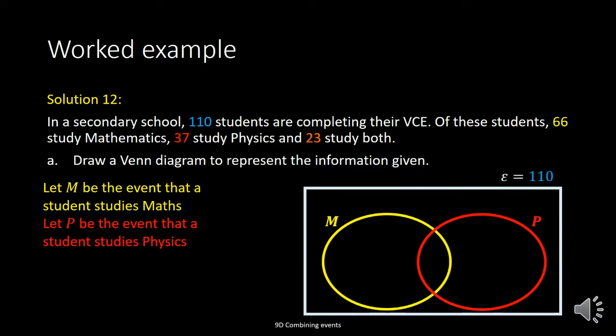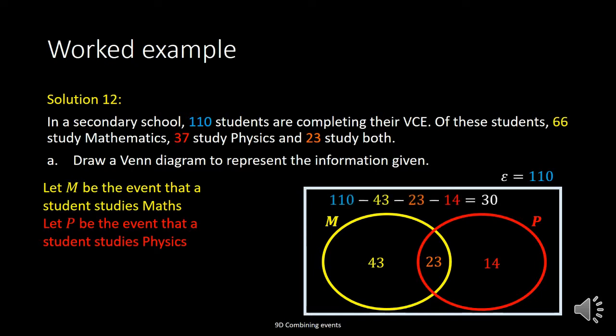We've got 110 students in our sample space, 23 sitting in the middle there studying both. 43 study just maths, so we take our maths students and we subtract the ones that also do physics, and we've got the same thing over here with physics. 37 do physics, 23 also study maths, so 14 students just study physics. That's not all though, we need to work out how many students do neither, and we want to make sure that everything adds up to 110.